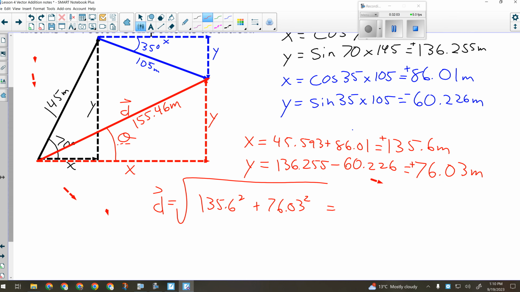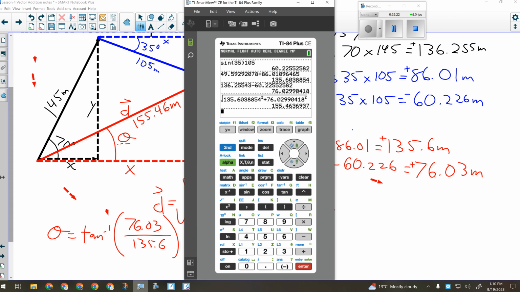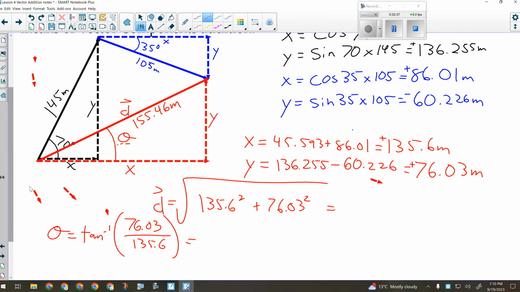Okay, so for me, I'm going to go theta equals tan to the minus 1. Tan is opposite, so 76.03 over adjacent 135.6. Okay, and again, I'm using all those decimals there, guys. That gets me 29.28 degrees.